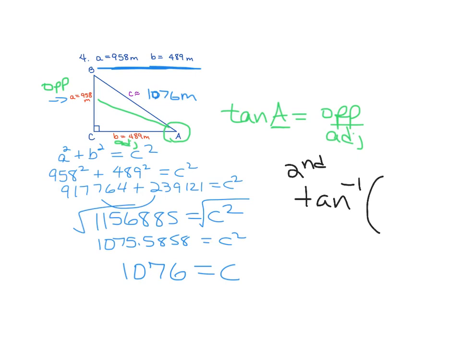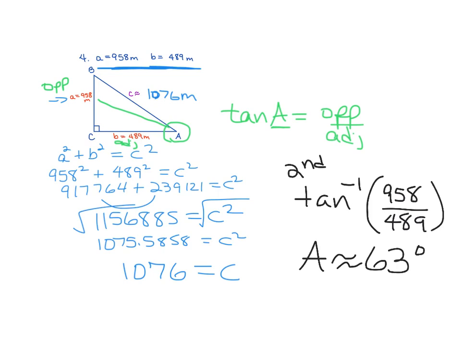Put in the opposite side, which is going to be 958, and then the adjacent side. So you're going to do second tangent, 958 divided by 489, and you're going to find that A is approximately equal to, we're going to round it to the nearest degree, 63 degrees. Now to find B, at this point, if I'm confident in my answer, I can just do 90 minus 63 and get 27.